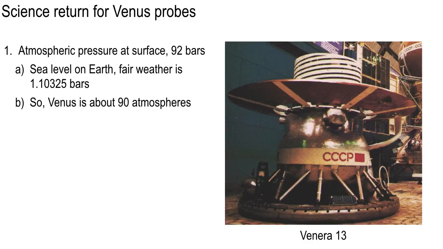So Venus is basically the same atmospheric pressure as 90 Earth atmospheres. Okay, it's pretty bad. And it's about like being 3,052 feet under the sea. Whoa.